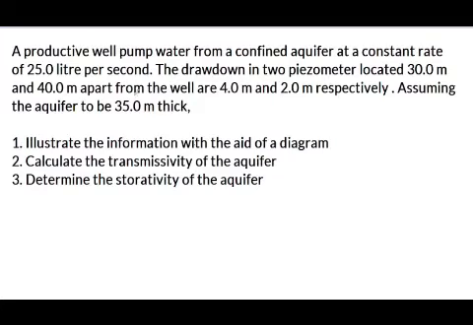In this video, I'm going to show you how to work out this problem, which has to do with steady-state flow to wells in a confined aquifer. The question is, a productive well pumps water from a confined aquifer at a constant rate of 25.0 liters per second. The drawdown in two piezometers located 30.0 meters and 40.0 meters apart from the well are 4.0 meters and 2.0 meters respectively. Assuming the aquifer to be 35.0 meters deep.